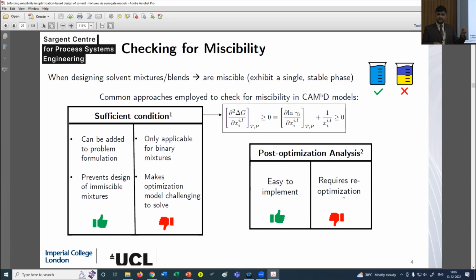Another way that we can check for miscibility is by doing some sort of post-optimization analysis. Once we get the optimal solution, we can quickly check whether the phase is stable or not. This is very easy to implement, but it is not ideal because if it is not miscible, we might have to change the conditions of our problem or the model, and it requires re-optimization.